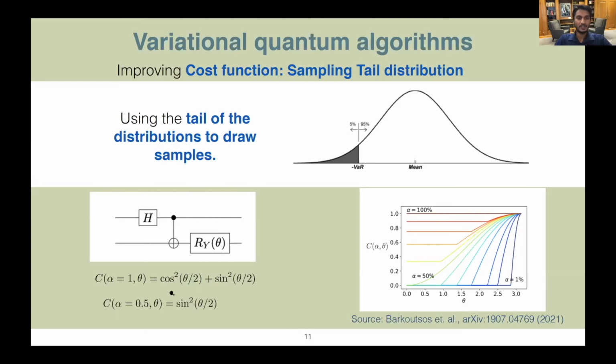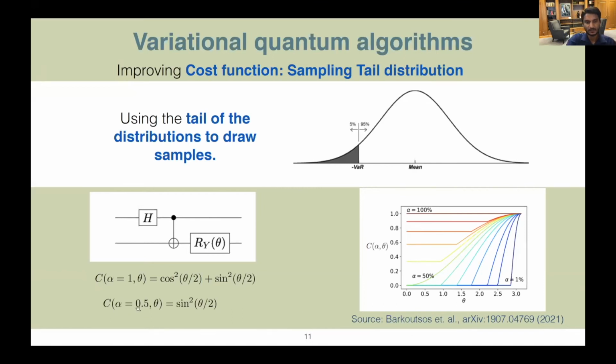So this shows that drawing samples from a partial distribution changes the landscape of the cost function with respect to the parameters that we are looking at. For instance, if you look at this plot here, on the x-axis we have theta, on the y-axis we have C alpha theta. For alpha equal to 100%, that is alpha equal to 1, the cost function is just 1, no matter what the value of theta is.